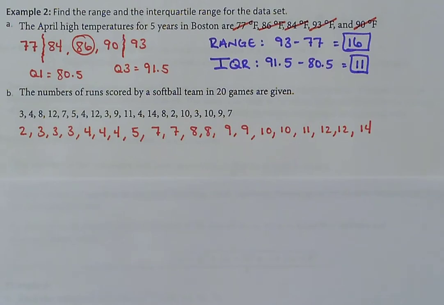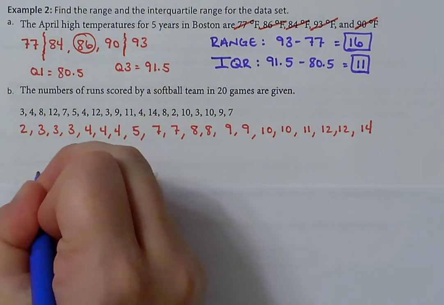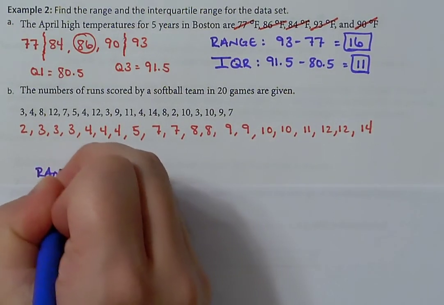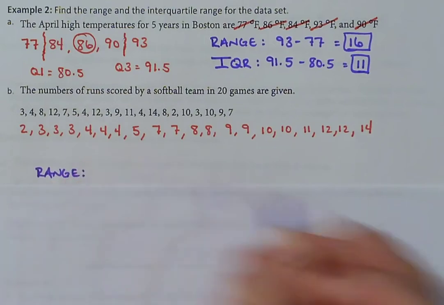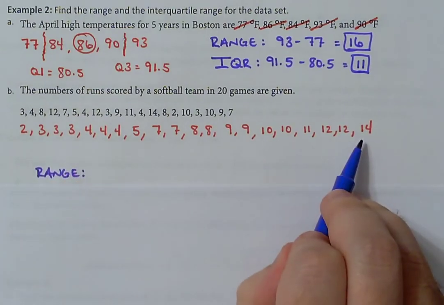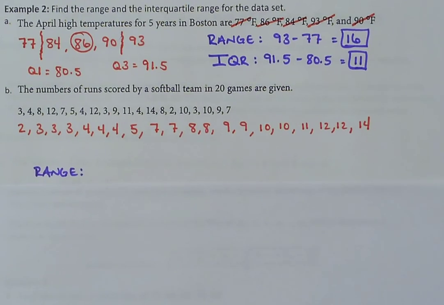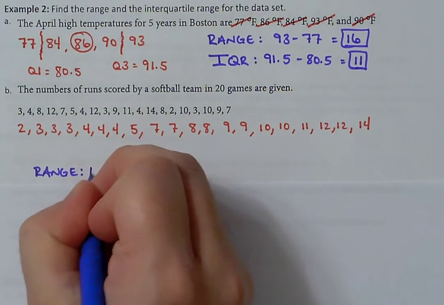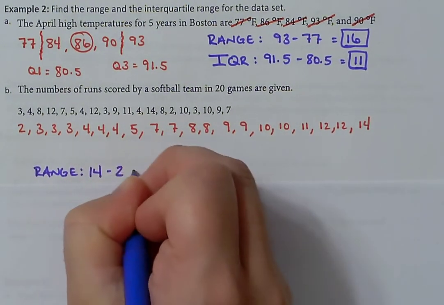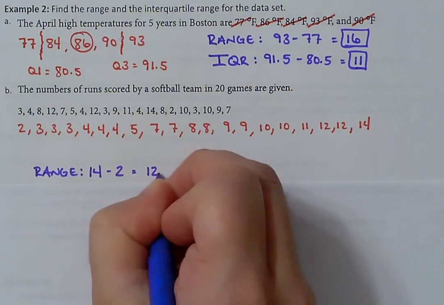First thing we need to do is find our range. So to find the range, we're going to take our largest number and our smallest number and subtract them. Our largest number in this case is 14, and our smallest number is 2. So we're going to do 14 minus 2. If we do 14 minus 2, we get 12.